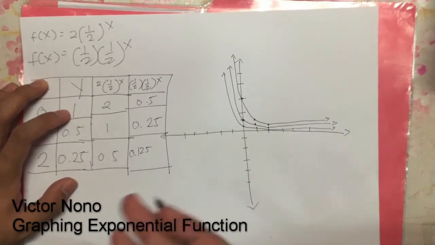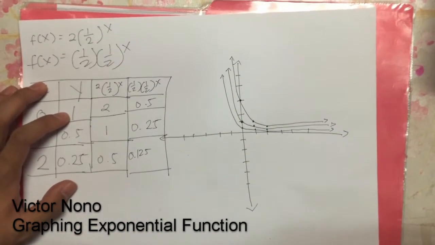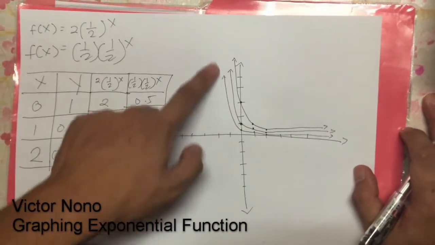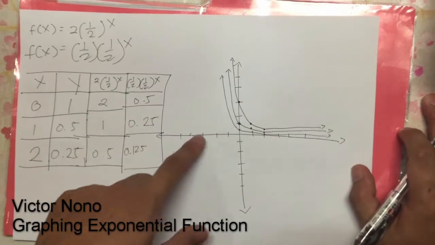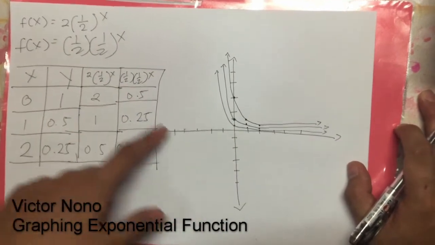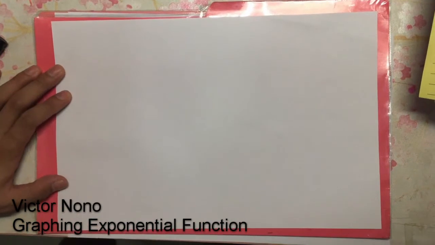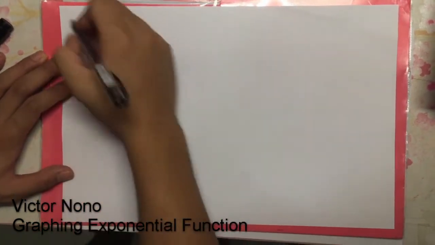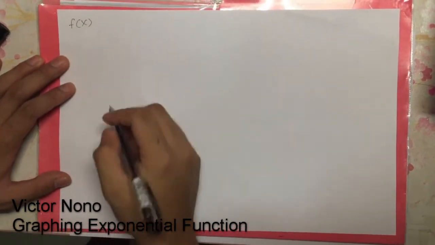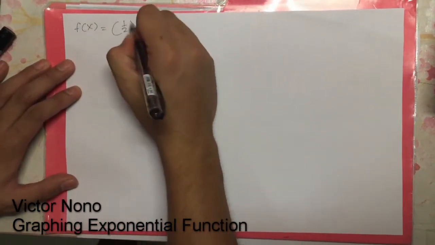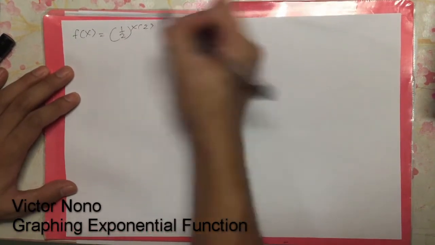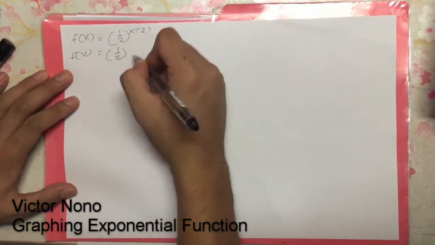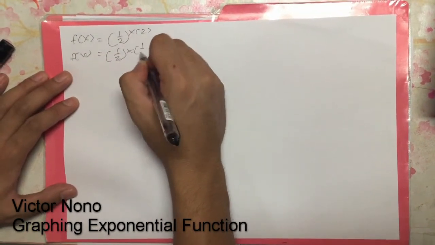This is an example of vertical stretching, because as you can see, the line is going upward, while the other one is vertical shrinking. So I will be discussing graphing horizontal stretching and shrinking. So let's have a given first. f of x equals 1/2 raised to x times 2, and f of x equals 1/2 raised to x times 1/2.